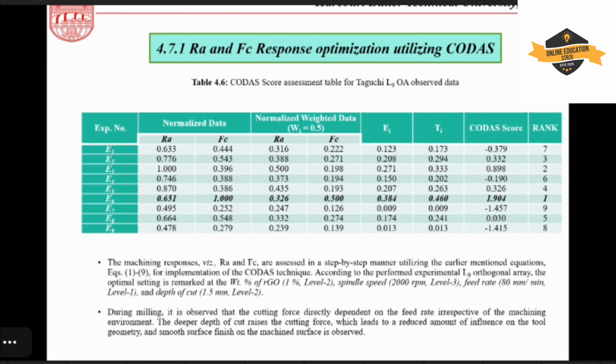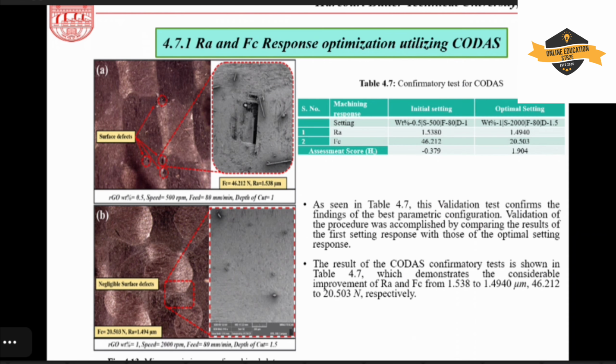And finally, we have optimized these results with the help of one technique that is known as the Codas technique. So this confirms that experiment number 6 is the optimal set of parameters among the 9 performed tests. And finally, we have also validated this optimal or predicted setting with the help of microscopy image analysis of the response which we have achieved, or simply the analysis of MRR and surface roughness which we have achieved.